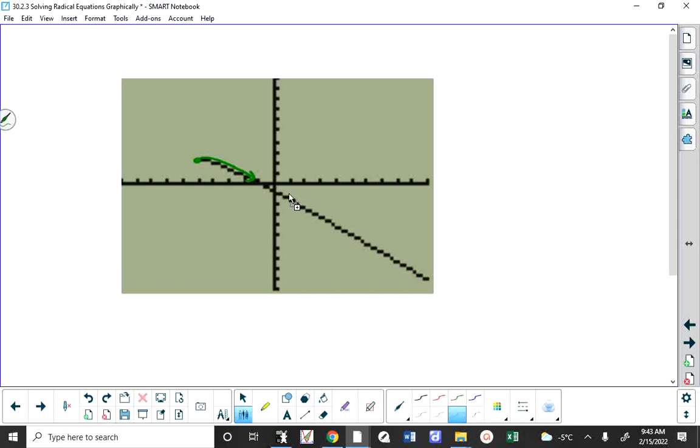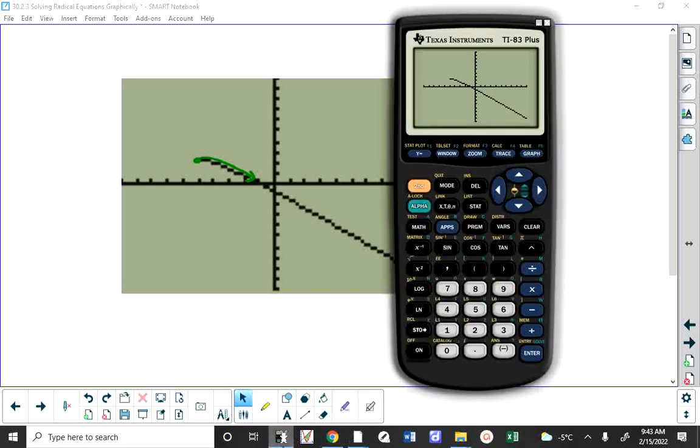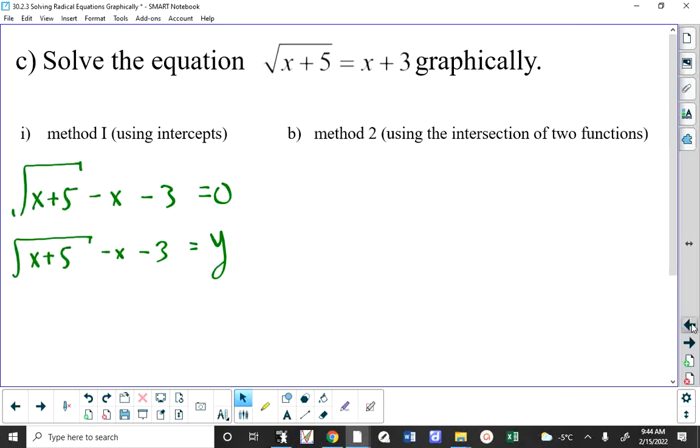So if we find that x-intercept, which is the solution to the equation, we go to our calculate menu and choose option 2, which is called the 0 of the function. Move our cursor to the left. Hit enter, move it to the right. Hit enter a third time, and we get -1. So when we solve this graphically, we get the solution x equals -1. And that's the only x-intercept, which means it's the only solution.